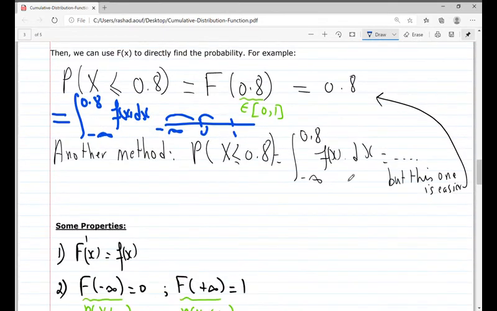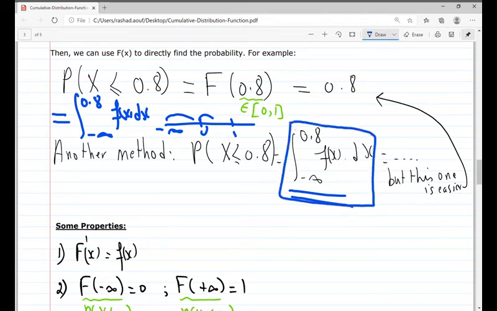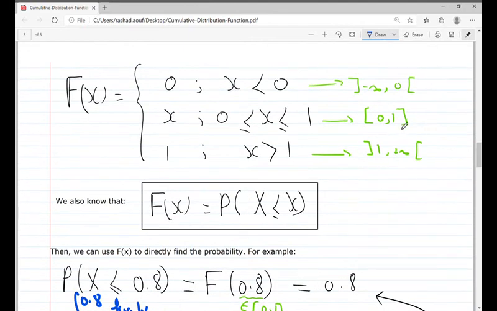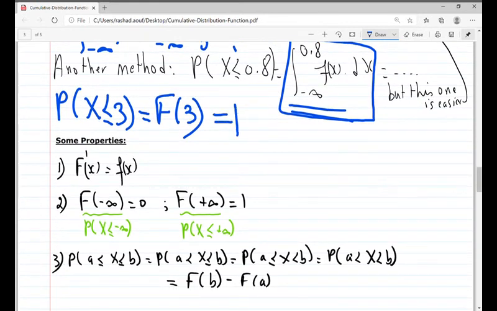So I mentioned this here. This one, I use the integration if you don't have the cumulative distribution function. For example, if I ask you to find the probability of x less than or equal to 3, it means F(3). So 3 belongs to which interval? It's not between 0 and 1, and it is not between minus infinity and 0, it's here. 3 is between 1 and plus infinity. So F(3) must equal this value, must equal 1. So it's equal to 1.